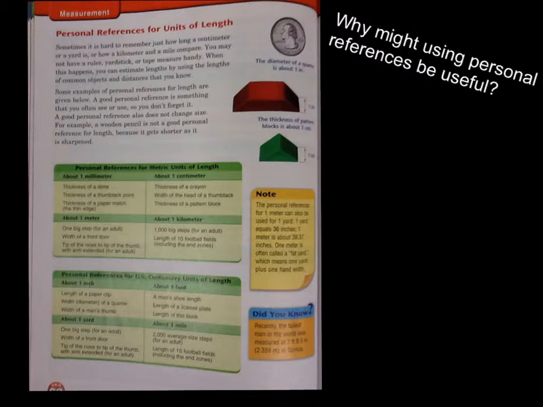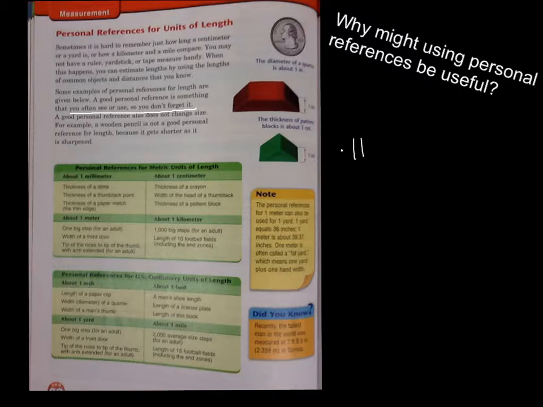A good personal reference is something that you often see or use so you don't forget it. For example, a wood pencil is not a good personal reference for length because it gets shorter as it's sharpened. Okay, so again, I'm just going to underline that it's something you often see or use because you don't want to forget it. So what is the purpose? Why might using a personal reference be useful?